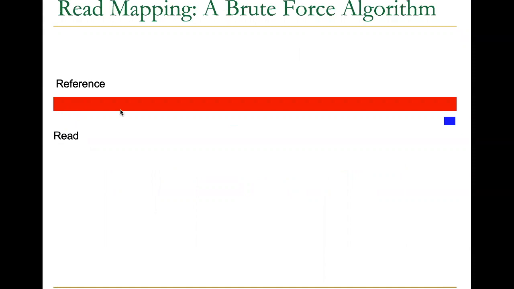Does it match? Yes. How many errors between them, or differences? 1 error. Okay, this might be a good location. And we keep doing this until we finish the entire reference. Then we sort these locations based on the errors they have, and then we pick the one with the least errors because they might be closely similar to each other. We keep repeating this. But this is a very silly way of doing that, and it's actually computationally very expensive.